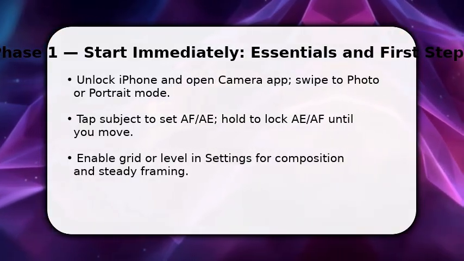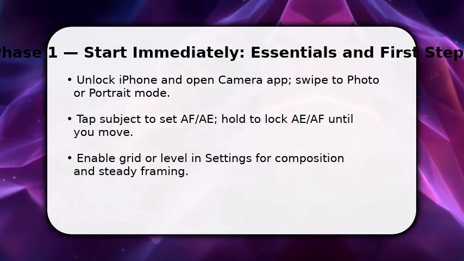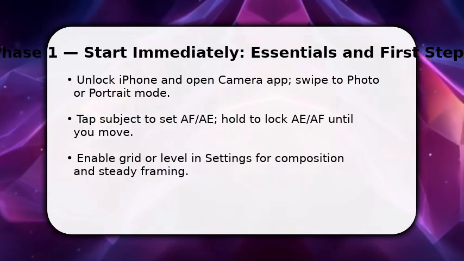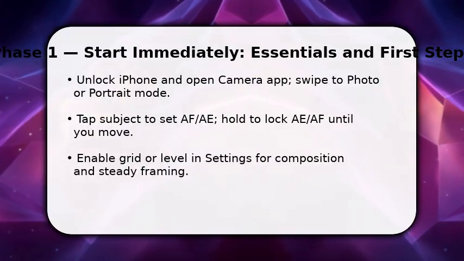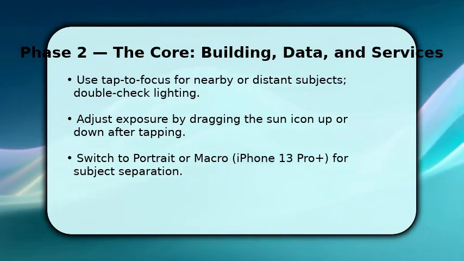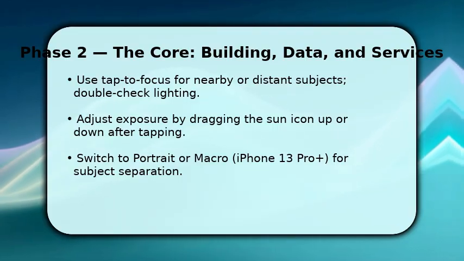Make sure grid is enabled in settings for alignment and keep the lens clean. Quick actions now set the scene so you can move into precise focusing steps without starting from scratch. Once locked or tapped, refine focus by moving the camera slightly forward or back. Small adjustments change depth of field.